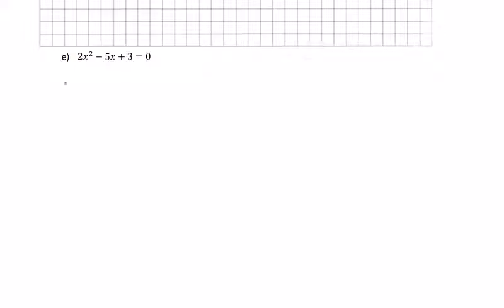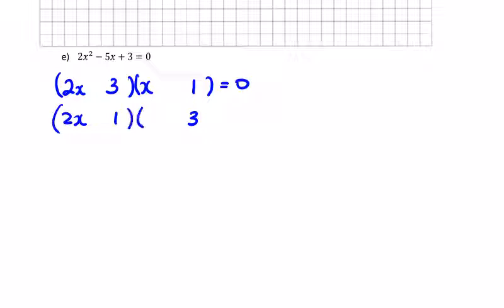Your teachers may use the guide method, but the only way to get 2x squared if we multiply two brackets is 2x times x. And the only way to get 3 is 3 by 1. So it's either a 3 here and a 1 here, or a 3 here and a 1 here. So if you write both brackets out, your mathematical brain will tell you which one you're going to use.